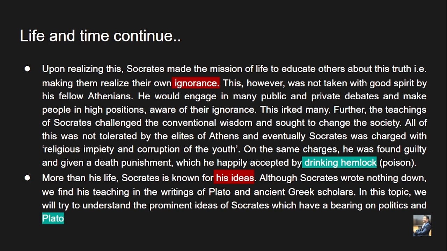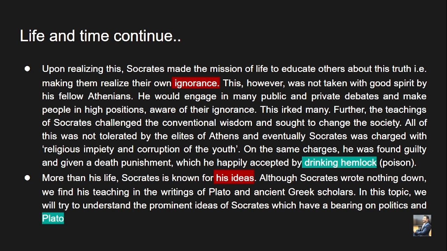By engaging in dialectics with Athenians and politicians, he would make them realize how ignorant they were. They had their opinions, they had their own subjective biases, but they used to think that they knew the true knowledge. That is what Socrates was trying to do, make them realize their ignorance. This irked many, this annoyed many in Athens, basically.